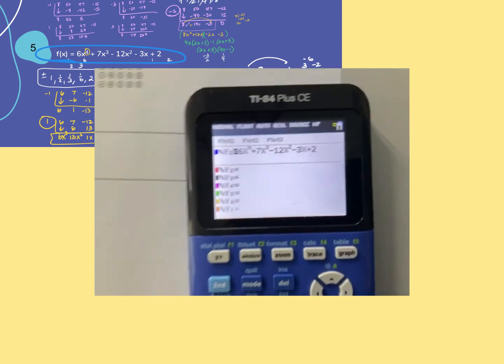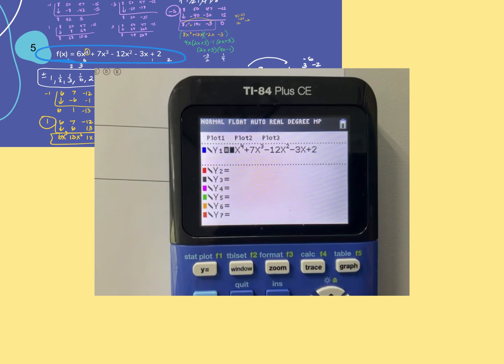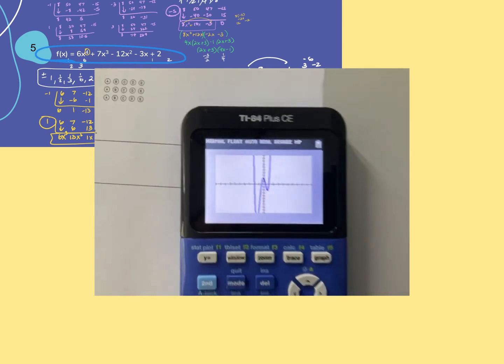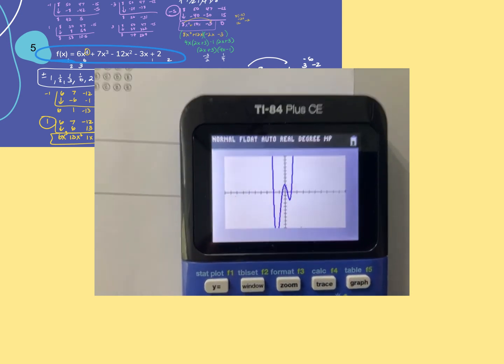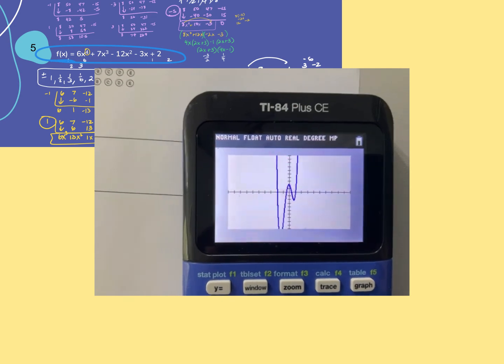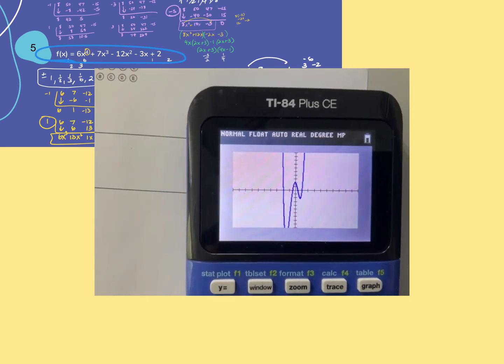All right, so I typed it in. It looked like this: 6x to the 4th plus 7x to the 3rd minus 12x squared minus 3x plus 2. And then I hit graph, and there's the graph, okay? It's cut off on the bottom. Eventually, we're going to learn how to get all the way down there. But for right now, what we want to pay attention to is the x-intercepts, right?